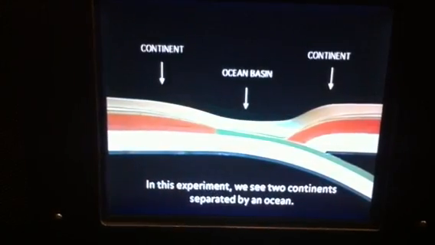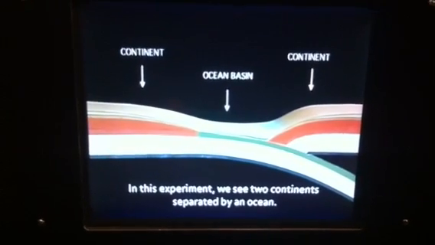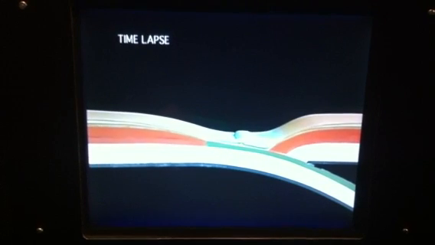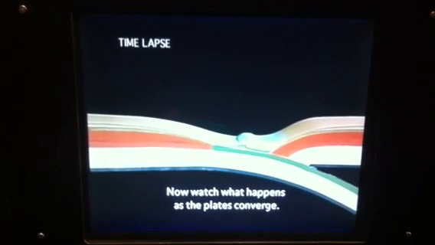Mountain belts are created when continents collide. In this experiment, we see two continents separated by an ocean. Now watch what happens as the plates converge.